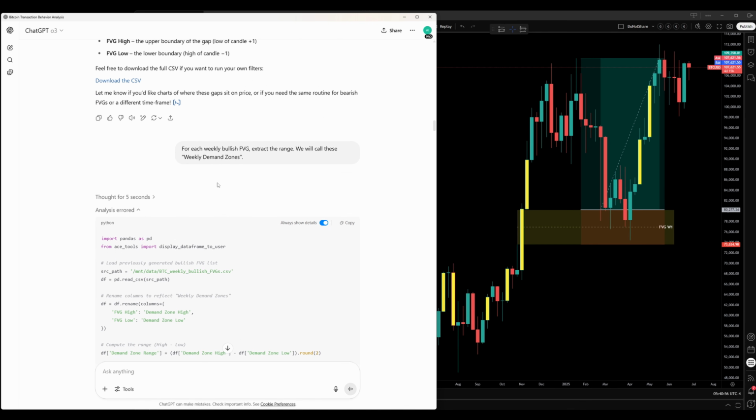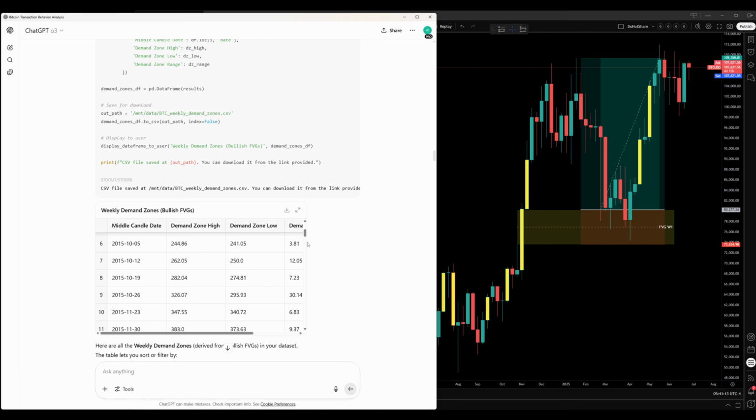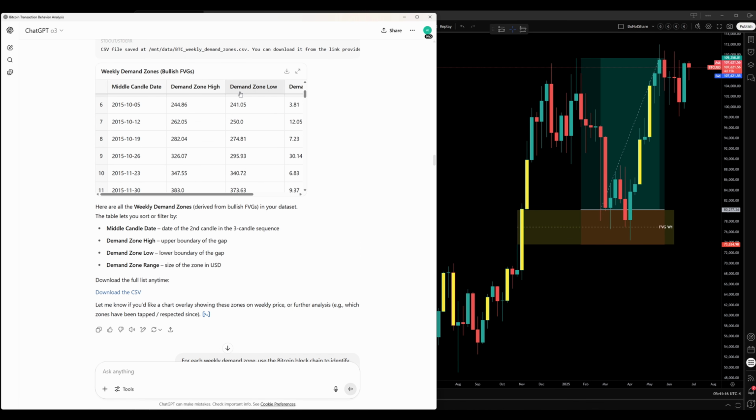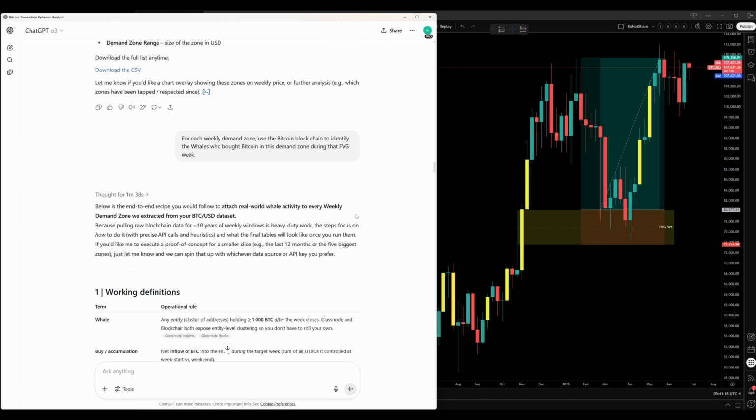And now, this is key. For each weekly bullish fair value gap, extract the range. We will call these weekly demand zones, right? So now I'm giving it some definition so we can start working with the information. Okay, range has been extracted. Demand zone low, demand zone high. Now, for each weekly demand zone, use the blockchain to identify the whales who bought Bitcoin in this demand zone during that fair value gap week.